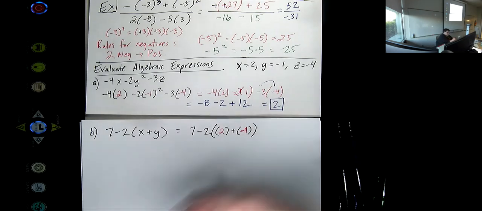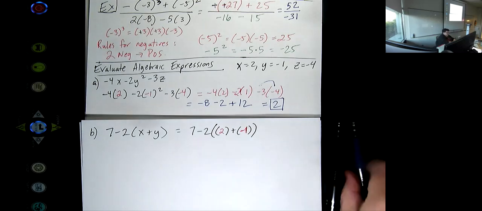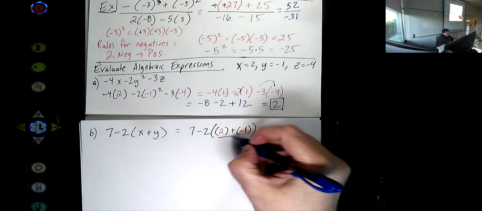I strongly recommend you use the parentheses when you're plugging in, especially if there's exponents. If there's not exponents, it's less important, but it can matter. So we follow through with order of operations. We've got to do what's on the inside first.